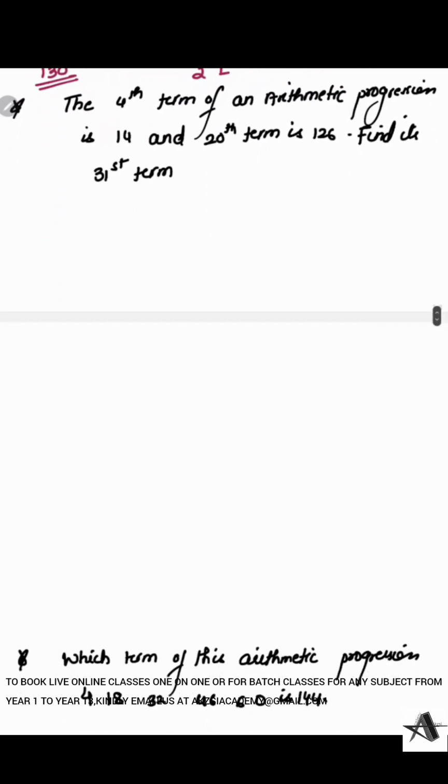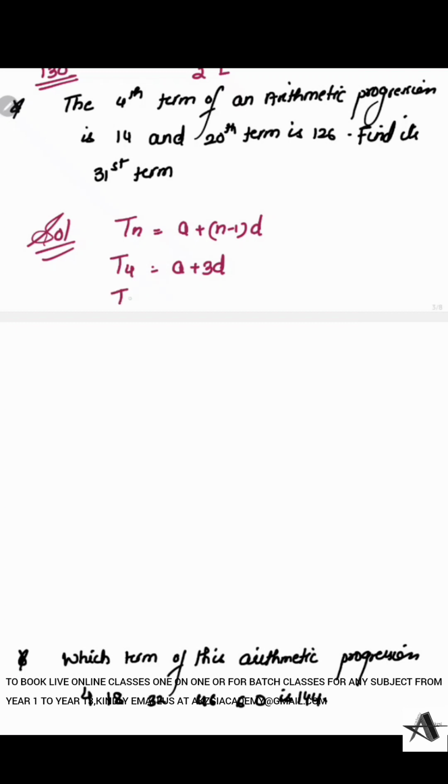The fourth term of an arithmetic progression is 14 and the 20th term is 126. Find its 31st term. Same, applying the formula. Whenever you're solving anything, just apply the formula. If it's formula based, it is better to write that first, which is a plus (n minus 1)d. For the fourth term, we need to replace n with 4, so 4 minus 1, 3d, and that will give you the fourth term.